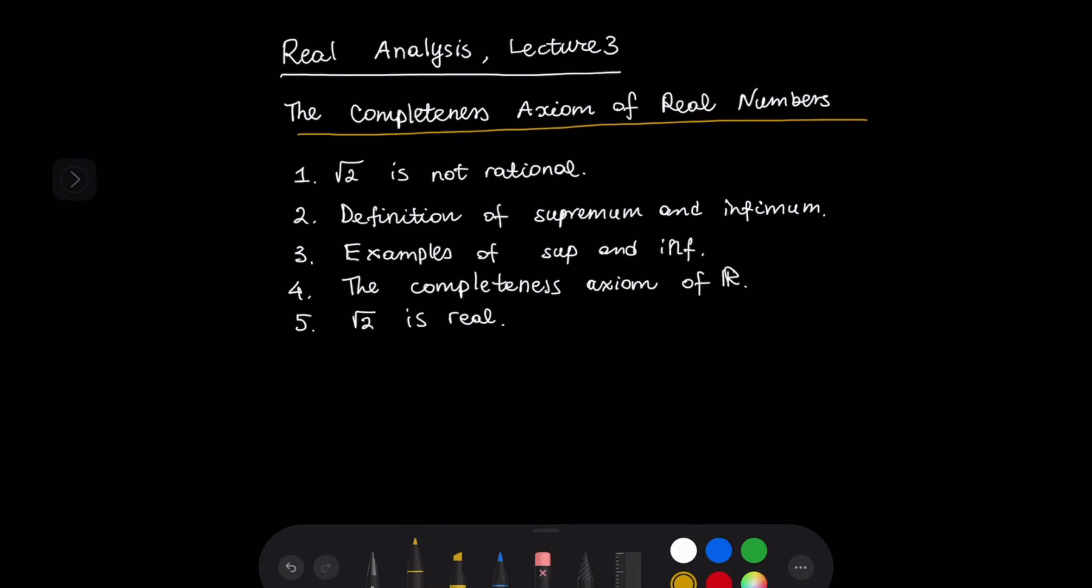So we are going to prove that square root of 2 is not rational. We are going to define supremum and infimum. We are going to provide some examples of supremum and infimum. We are going to state the completeness axiom of R. And finally, we are going to show that square root of 2 is actually a real number.